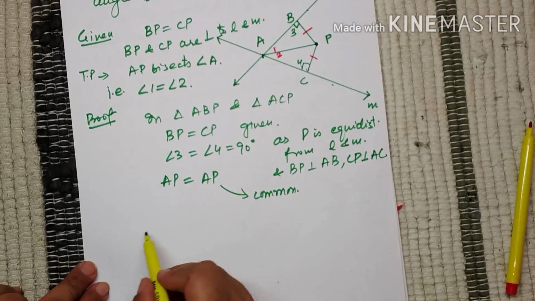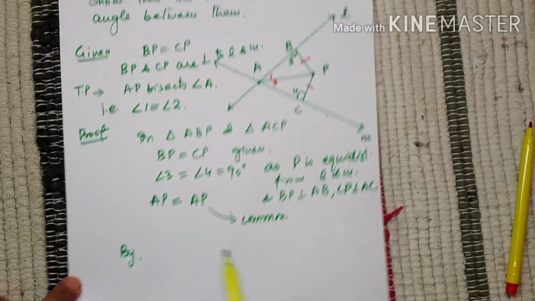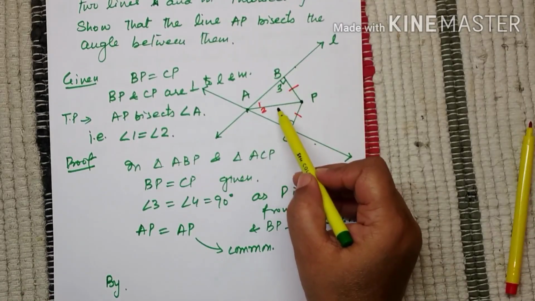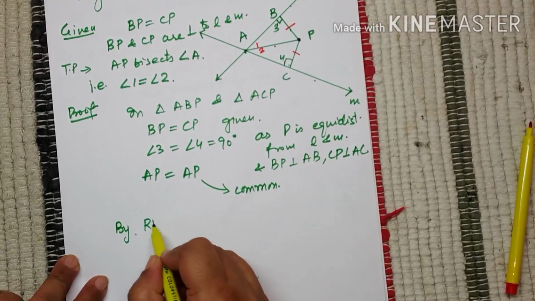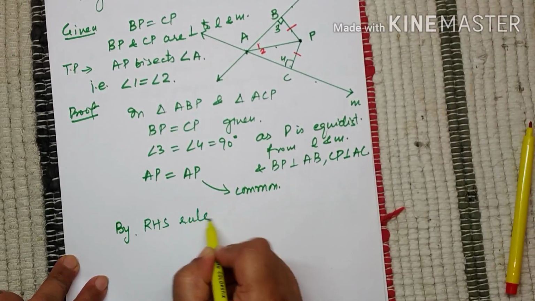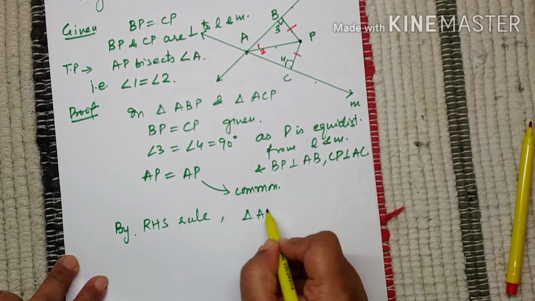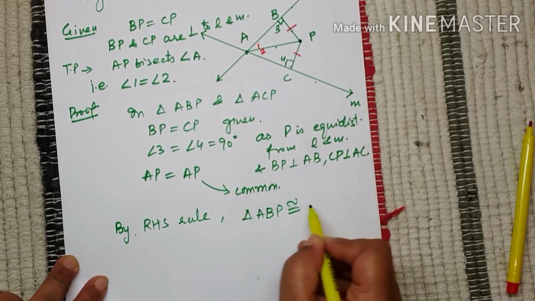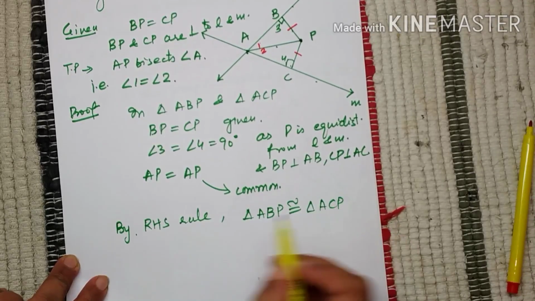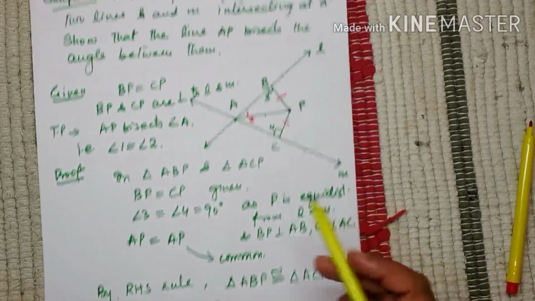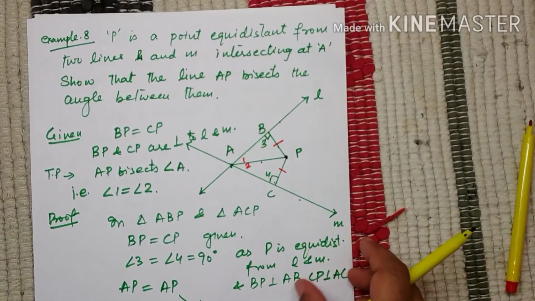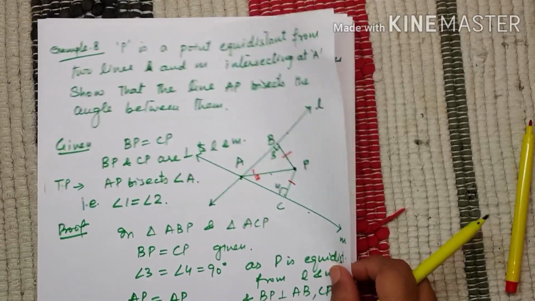Right? So by which rule, children? This is right angle, this is hypotenuse, and this is one of the perpendicular sides. By RHS rule, triangle ABP is congruent to triangle ACP, which implies angle 1 equal to angle 2. And this is what we had to prove, that it bisects the angle.